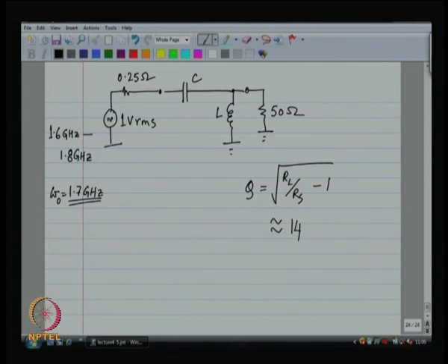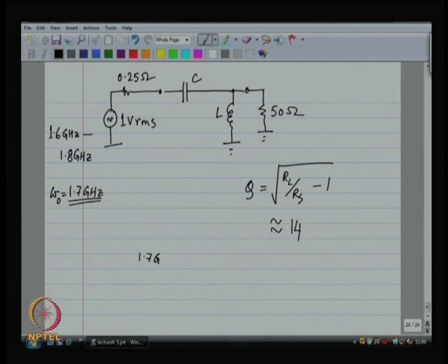Yeah, 196 is 14 squared. Okay. So, I need a Q of about 14, which tells me what is the exact value of the inductor, right. Once you know the Q, you can figure out the exact value of the inductor.